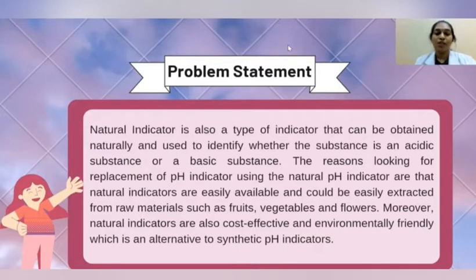easily available from our nearby grocery stores or supermarkets, and could be easily extracted from raw materials such as fruits, vegetables, and flowers. Moreover, nature indicators are also cost-effective and environmental friendly, whereas synthetic pH indicators are more costly, and it also causes environmental pollution, which is due to chemical hazards.